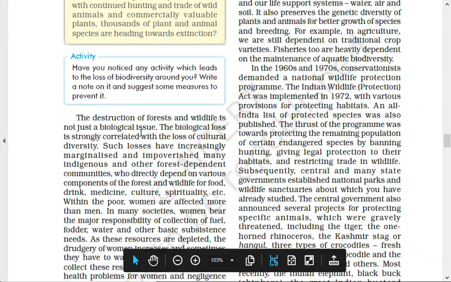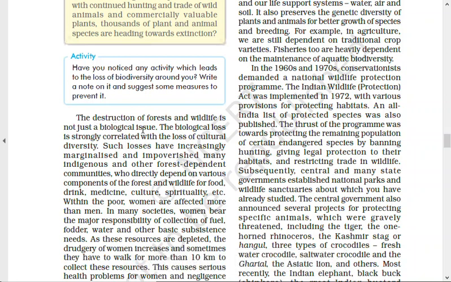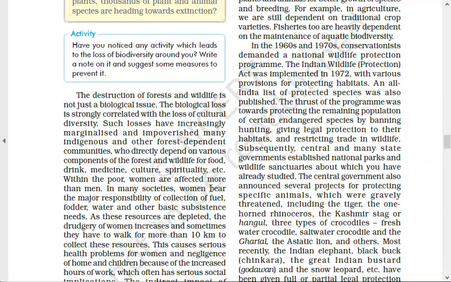So further, it says the destruction of forest and wildlife is not just a biological issue. The biological loss is strongly correlated with the loss of cultural diversity. Such losses have increasingly marginalized and impoverished many indigenous and other forest-dependent communities who directly depend on various components of forest and wildlife for food. Because see, tribals in the forest have been marginalized. Nobody cares for them.